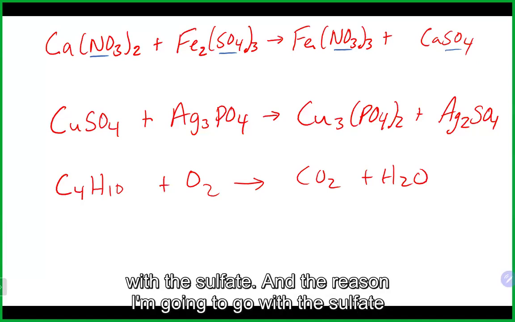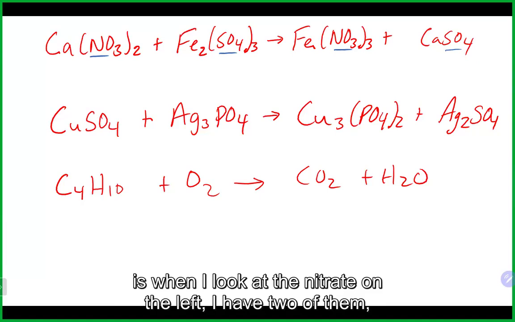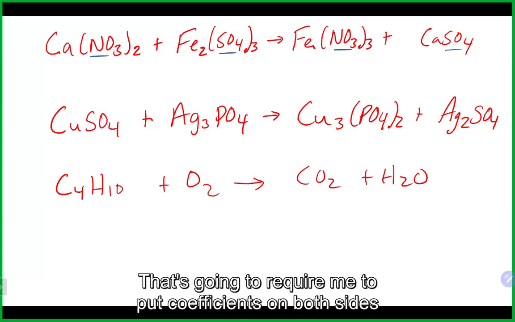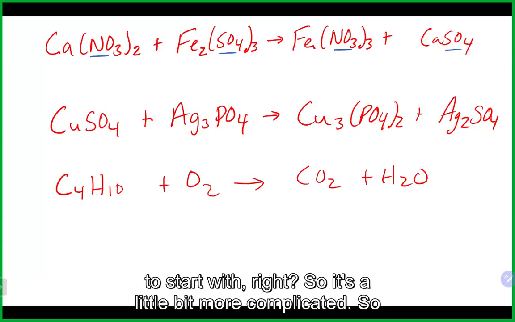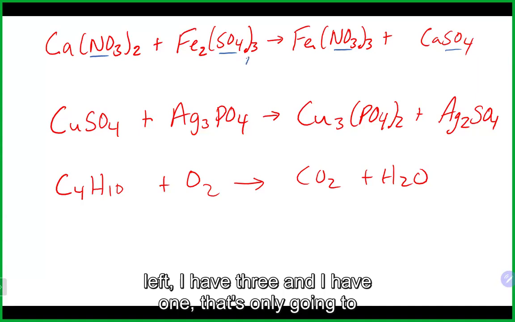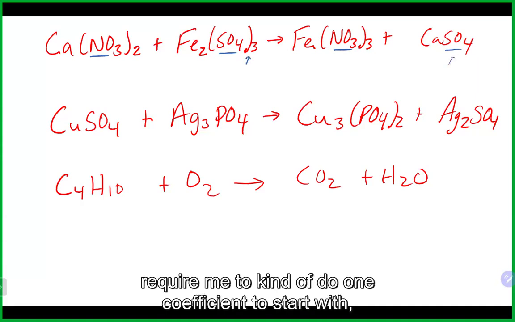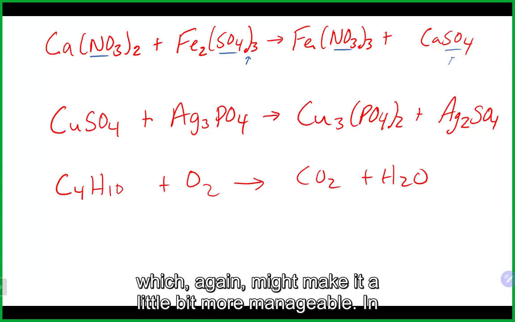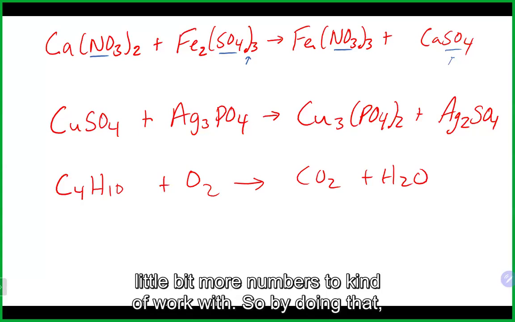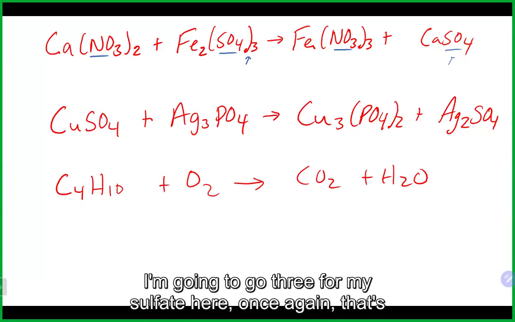The reason I'm going to go with the sulfate is when I look at the nitrate on the left, I have 2 of them, and on the right, I have 3. That's going to require me to put coefficients on both sides to start with, so it's a little bit more complicated. Maybe I don't want to do that. If I look at the sulfate, I have 3 on the left and 1 on the right. That's only going to require one coefficient to start with, which might make it a little bit more manageable. In this case, the other way will also work out, but it's just a few more numbers to work with. So I'm going to put a 3 for my sulfate here.